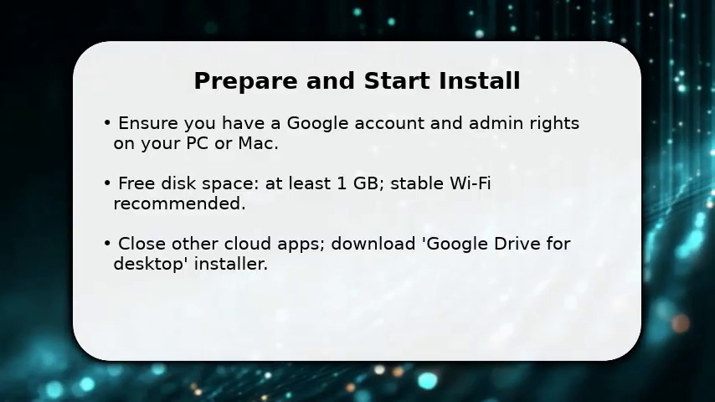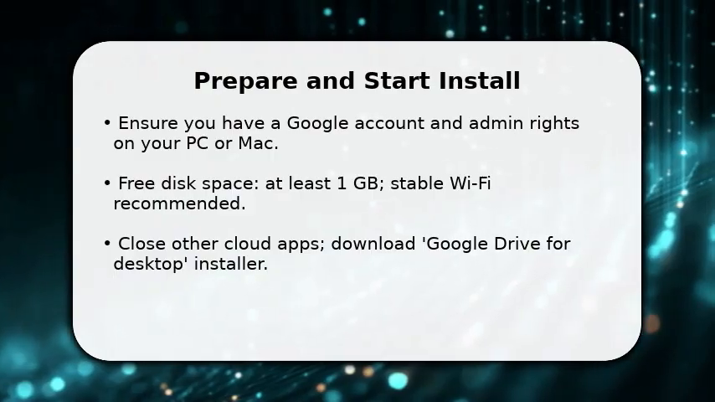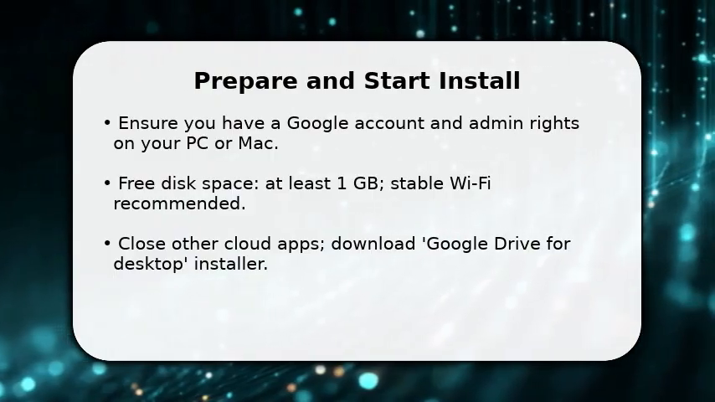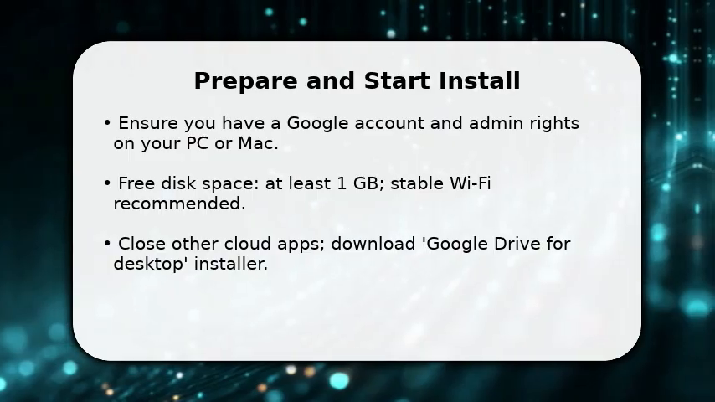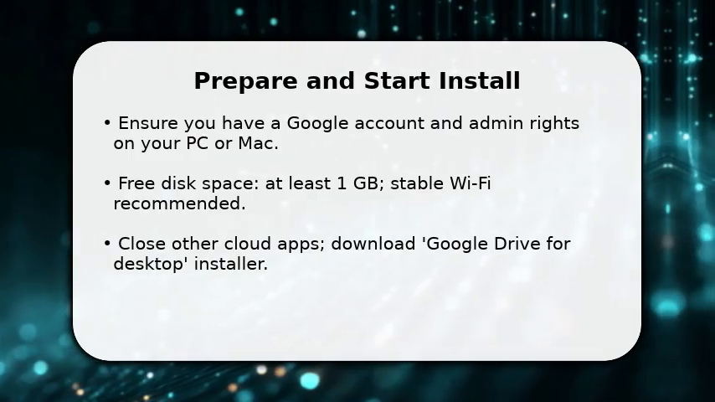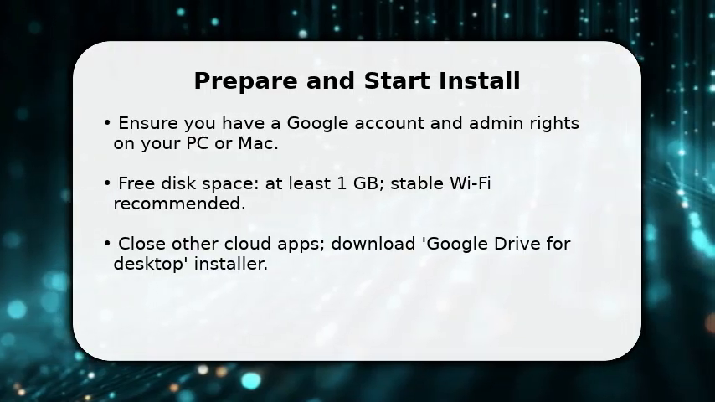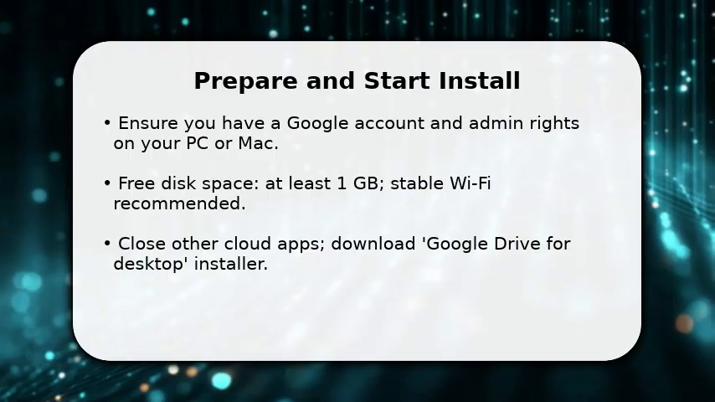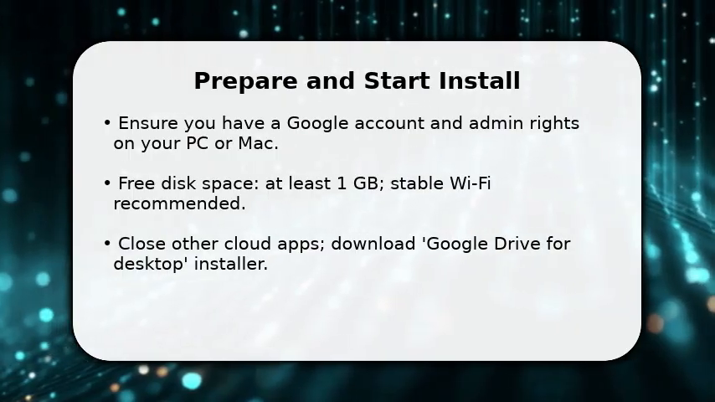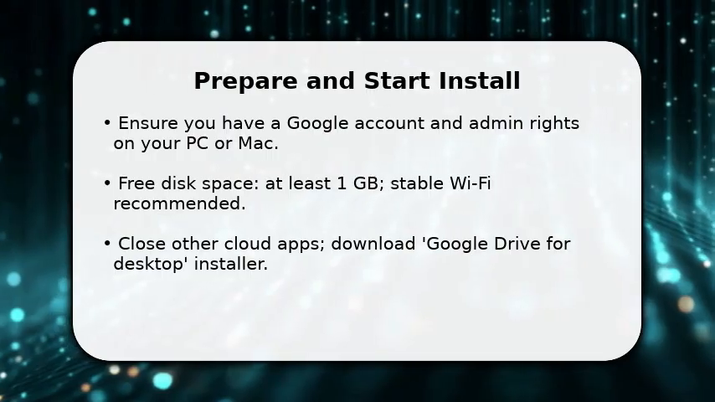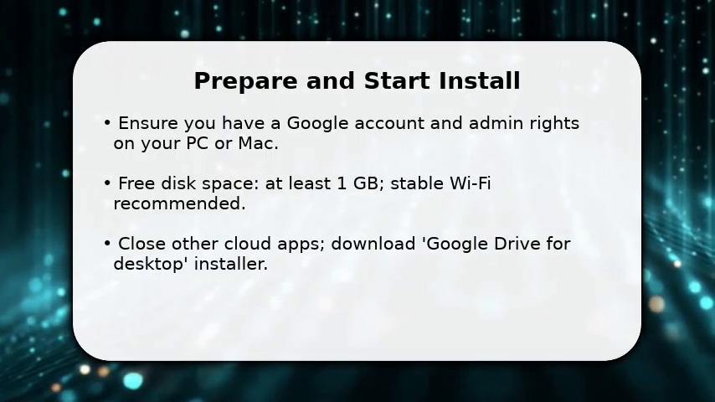You start by confirming two essentials: a signed-in Google account and admin privileges so the installer can create system files. Once done, check for at least 1 GB free and a stable Wi-Fi connection. This avoids mid-install failures. Now download the official Google Drive for desktop installer. Don't open it yet. Make sure other sync apps are closed to prevent conflicts.